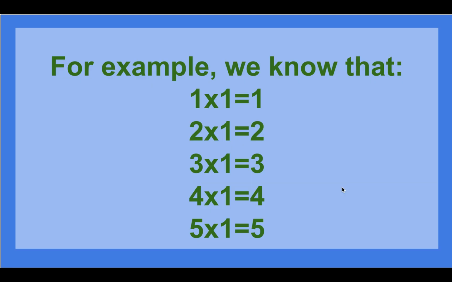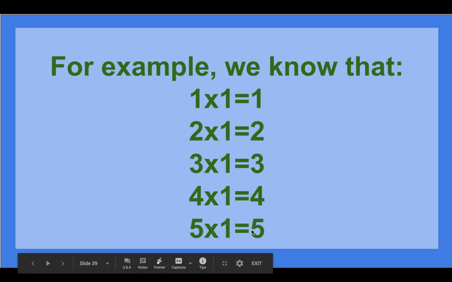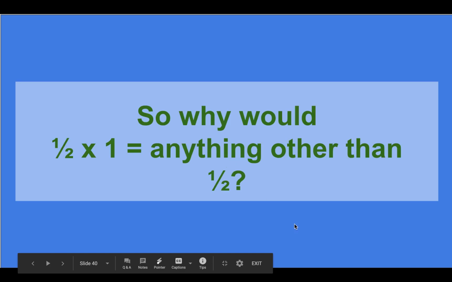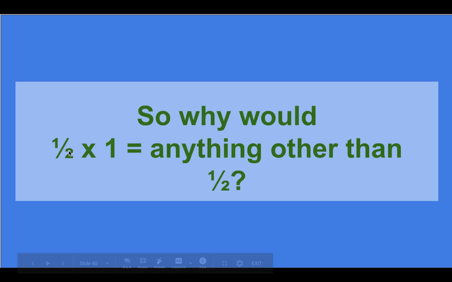For example, we know that 1 times 1 equals 1, 2 times 1 equals 2, 3 times 1 equals 3, 4 times 1 equals 4, and 5 times 1 equals 5. So why would 1/2 times 1 equal anything other than 1/2? It's going to equal 1/2, right?